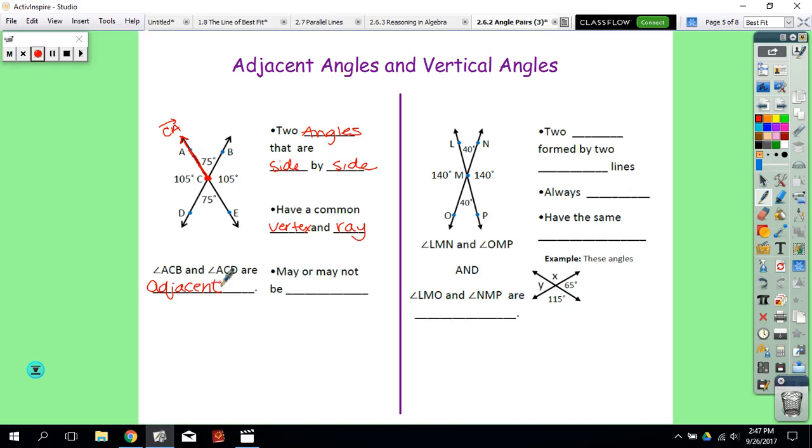There's no little symbol for adjacent like there is for congruent and equal and that kind of thing. And they may or may not be congruent. So there's no rule that it follows every single time. Sometimes they might be congruent and sometimes not. Vertical angles we've talked about quite a bit. Vertical angles are two angles formed by two intersecting lines. They are always, always, always congruent. They have the same angle measure.